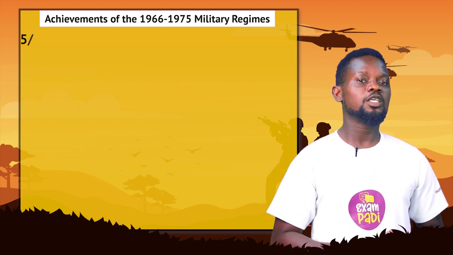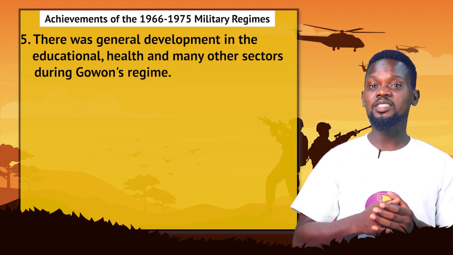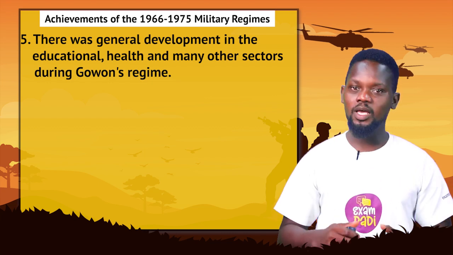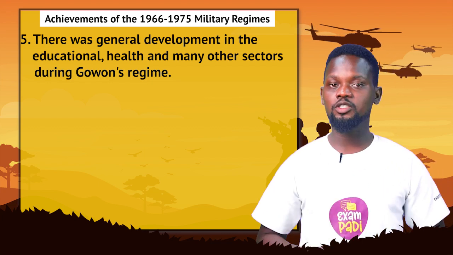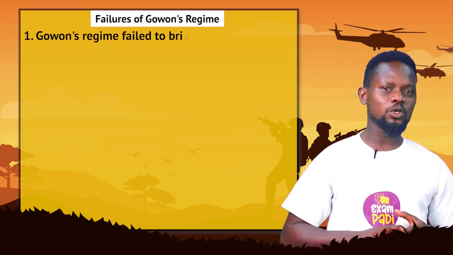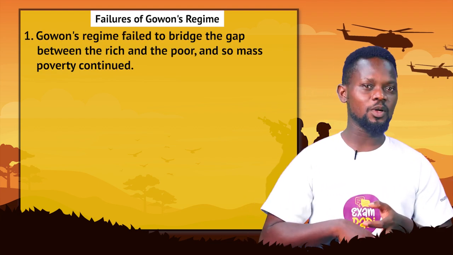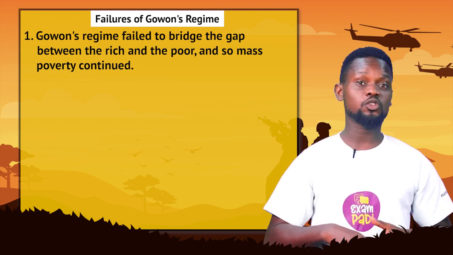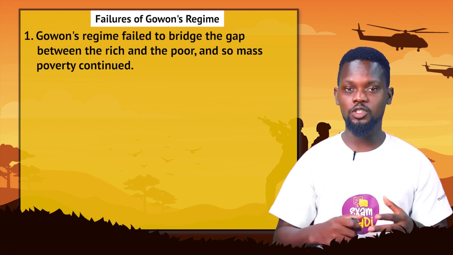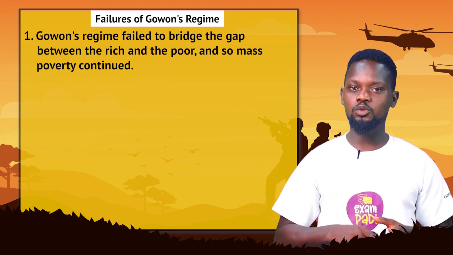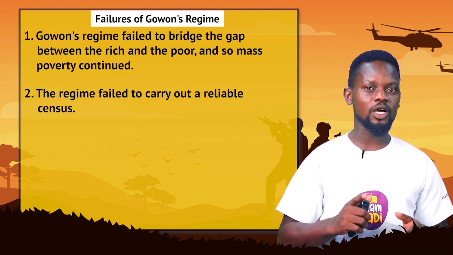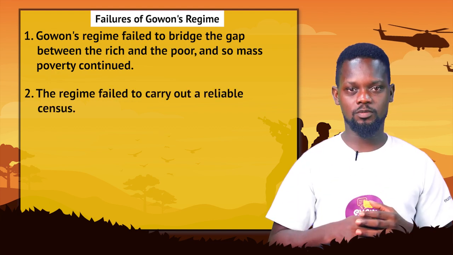And number 5, there was general development in the educational, health, and many other sectors during Gowon's regime. The failures of Gowon's regime include the following. Number 1, Gowon's regime failed to bridge the gap between the rich and the poor, and so mass poverty continued. Number 2, the regime failed to carry out a reliable census.